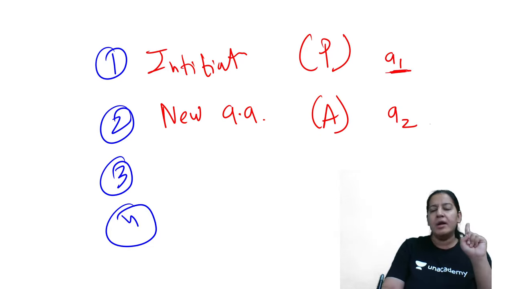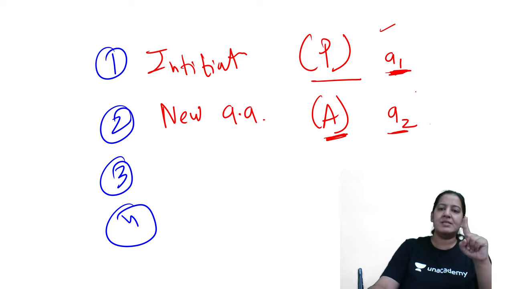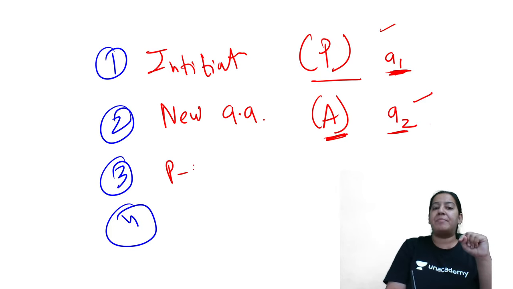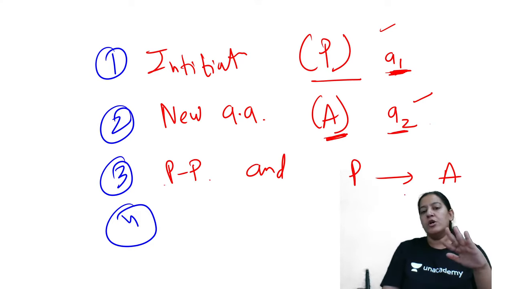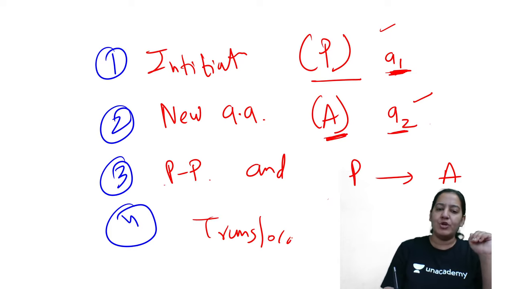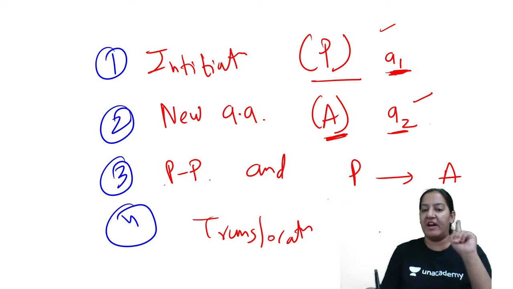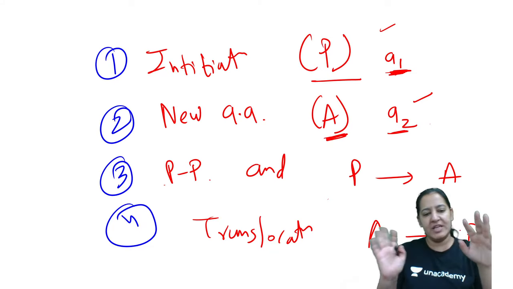A1 is the first codon, so the first amino acid will always come at the P window. And A2 is the new one that will come at the A. So this is pre-existing, this is new. Step number 3 is peptide bond formation between the two and shift from P to A. So P will become empty. And the last step is translocation. In translocation, the complete ribosome will move ahead by one codon so that the amino acid always moves from A to P.